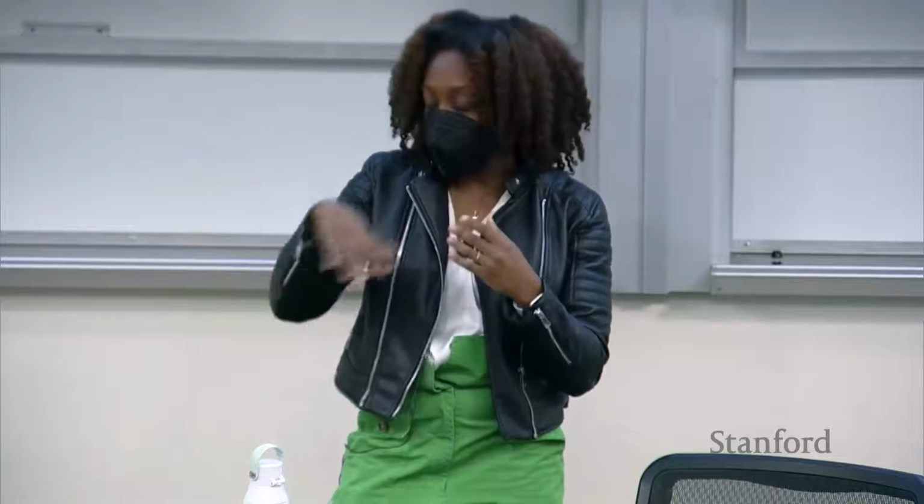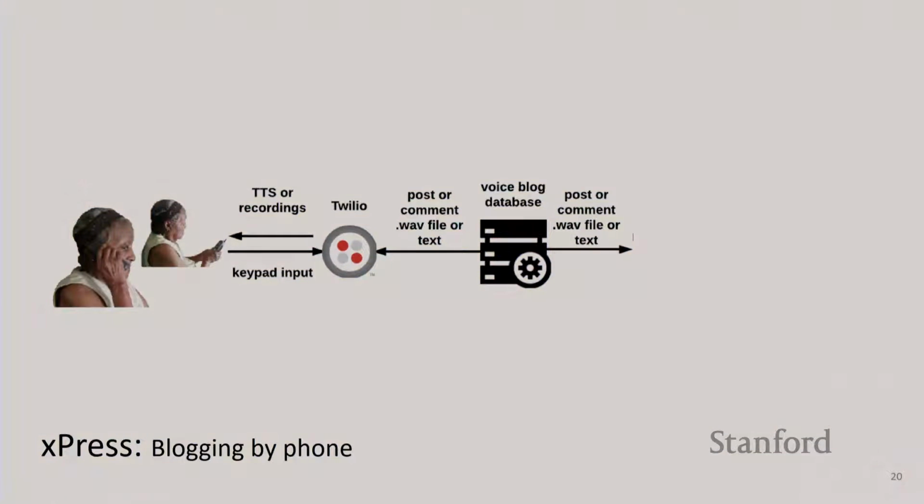And then they could either hear that post replayed and decide that they want to re-record, or hear the post replayed and decide, I'm good with this, publish this to the system. So after they publish the post, the address of the audio recording is then stored in the database to be retrieved anytime someone wants to listen to a post, and the same with the comment. And then it's also made available to other Express users.